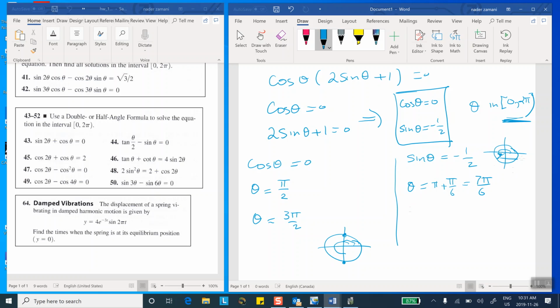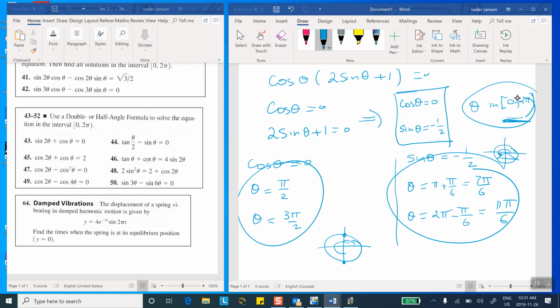And the other one is going to be, go to 2 pi, and then backtrack minus pi over 6, and that is 11 pi over 6. This is it. These are all in that range, and they satisfy our equation. Let's do also 44 in this segment.